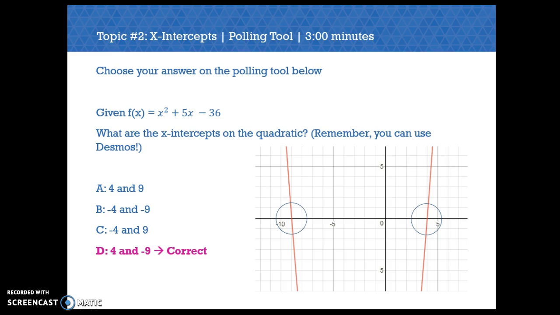If you used the quadratic formula, you should have also gotten 4 and negative 9 as your answers. Either way will get you the same answers.